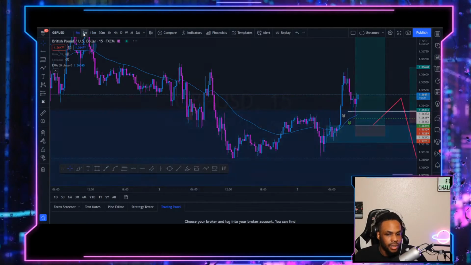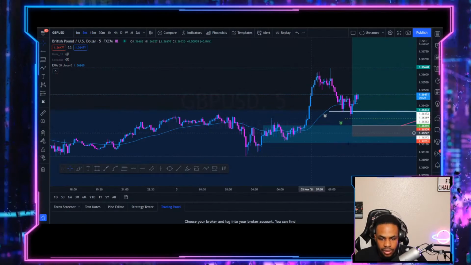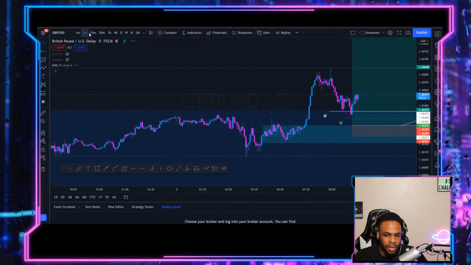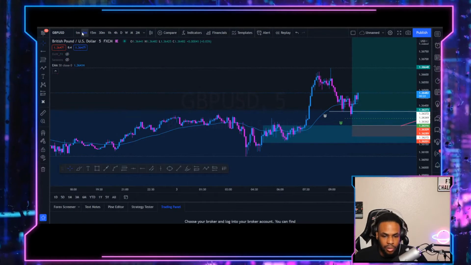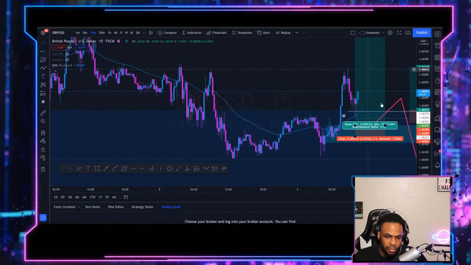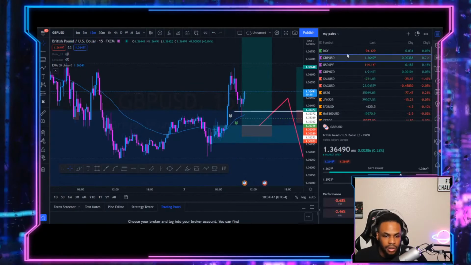Let me check the 5 minute. Yeah, it's already crossed that EMA at that point. It bounced on the 1 minute. It pretty much bounced on the, oh no, sorry, was that 15 minute? Yeah, 15 minute. It bounced on the 30 or the 50 EMA.